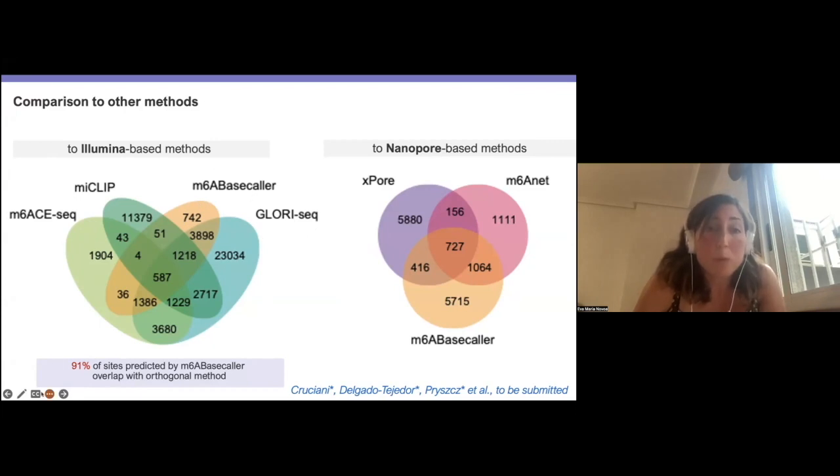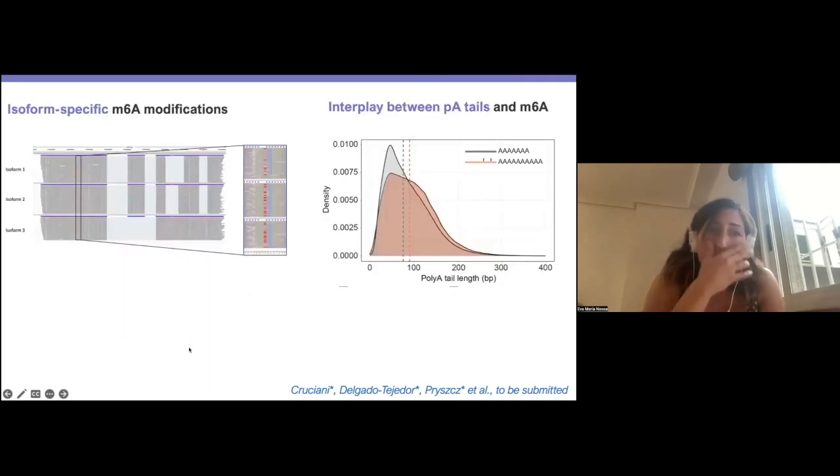And basically 91% of the sites that we predict are predicted by at least one of the other methods. And also there is some overlap to other nanopore methods, more to the M6A-net actually than to the XPOR, which are the ones that we use to benchmark the work.